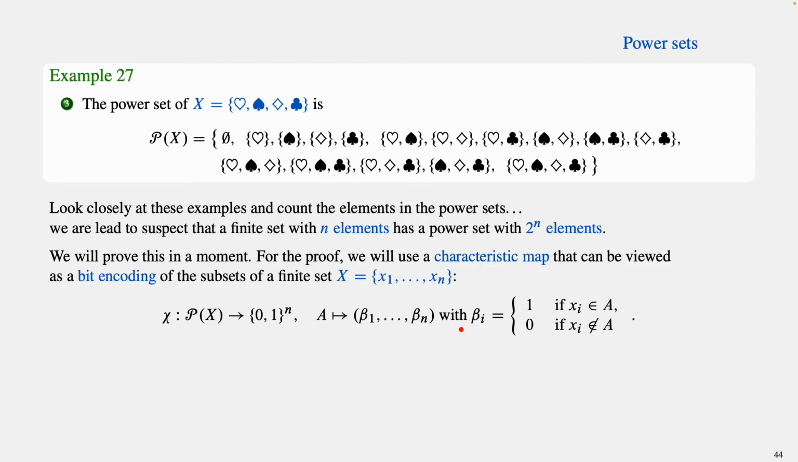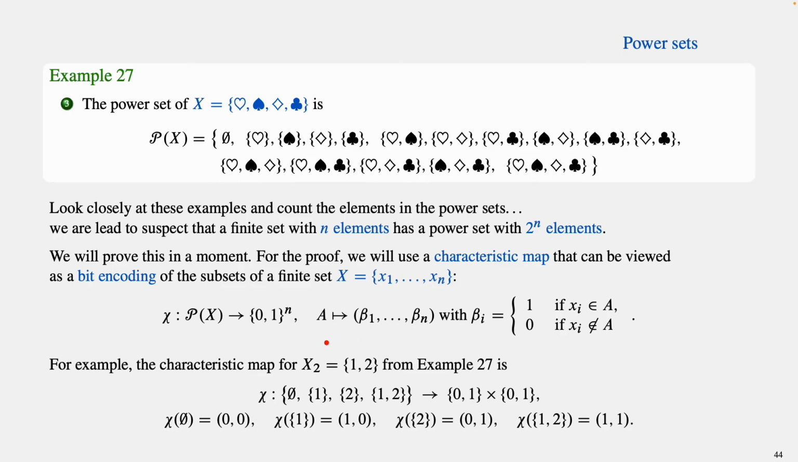Each bit, so each beta i in this tuple, is set to 1 if the ith element from X is contained in subset A, and it's set to 0 if it's not contained. Okay, so we set the bit for each element that is contained in the subset A. So each subset will get mapped to a different tuple here, to a different bit encoding, if you like. And an example for this, for the set x2 with elements 1 and 2 from the previous examples, is the following. So we've seen that this is the power set of x2. These are the subsets of this set: empty, set holding 1, set holding 2, and the full set x2 itself. And because we have 2 elements in the original set, we map this to the 2-fold Cartesian product of the set 0, 1. So we get a 2-bit encoding with this map chi.